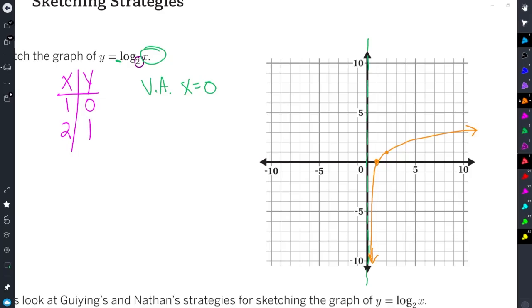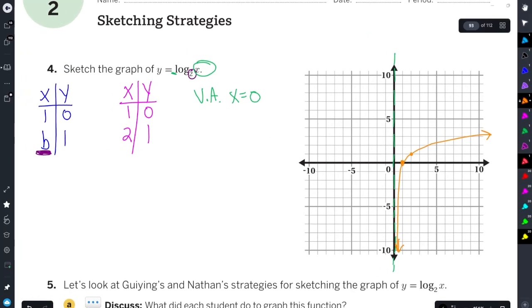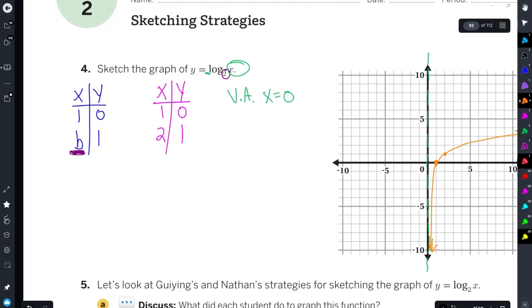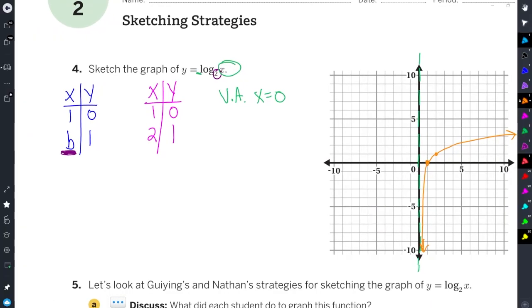Now, when we do some transformations on the next page, we will have more than one table, and we'll do a different transformation for each table. The nice thing is that there's only 2 points that we have to plot and put in our tables, but you do need to remember that the shape of the graph is like this.